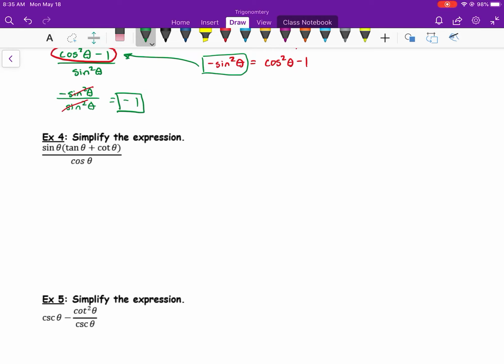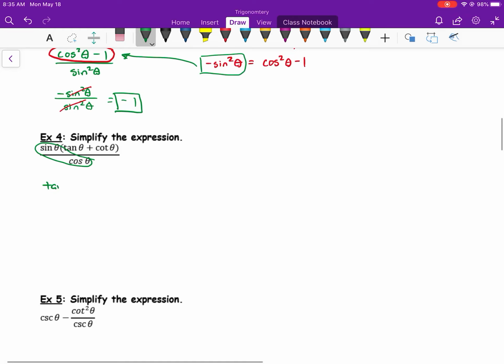Example 4. All right, so the things I look for when I'm going through these, right? So sine, cosine's good, leave them there. I'm looking for these tangents and these cotangents. So I'm like, all right, how can I rewrite these? What can I do? How can I pull things apart? So first thing I notice is sine over cosine is tangent. So it's really tangent of theta times tangent of theta plus cotangent of theta.